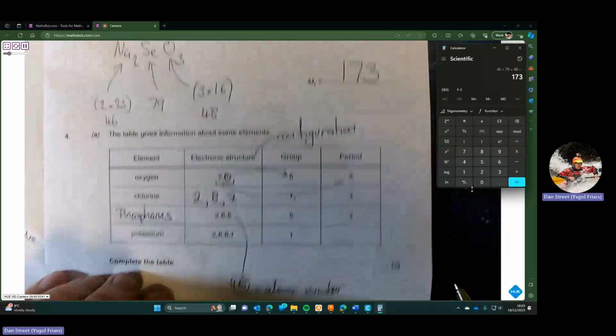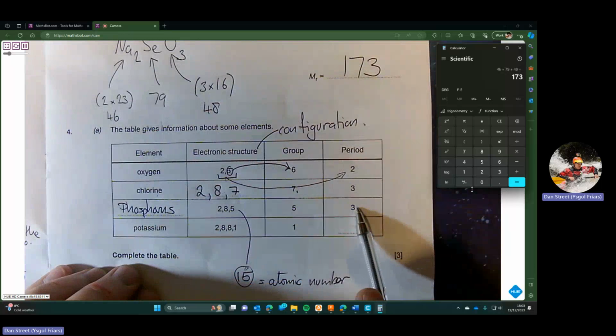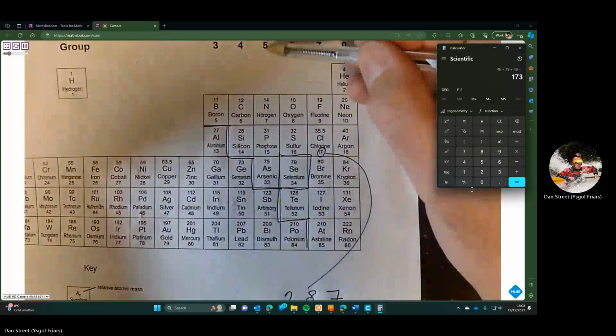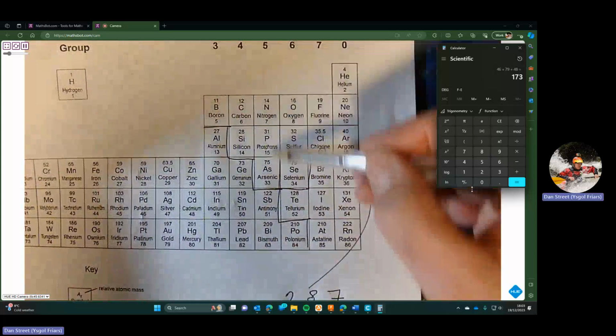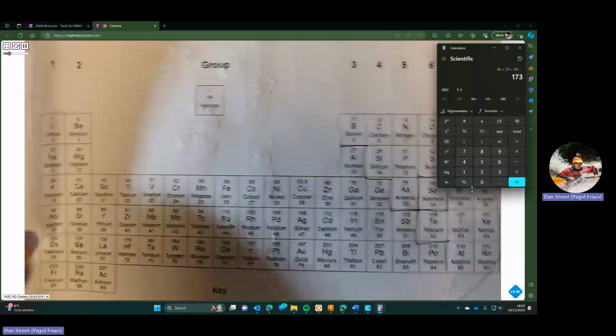And a second way of doing it is to use these numbers here. So we're looking for an element that's in group 5 and period 3. Group 5 is easy to find. This is group 5, so it could be one of these down this group here: nitrogen, phosphorus, arsenic, antimony, and bismuth.